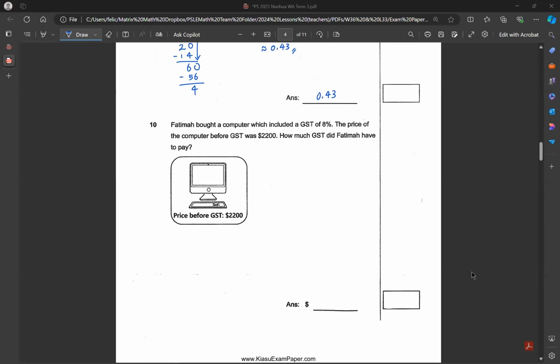Okay, question 10. Fatima bought a computer which included a GST of 8%. The price of the computer before GST was 2,200. How much GST did she have to pay? All right. So if you look at the 2,200, this is before GST. In other words, you can call this the original price. Original is like before the discount happened, before the GST happened. The real original price.